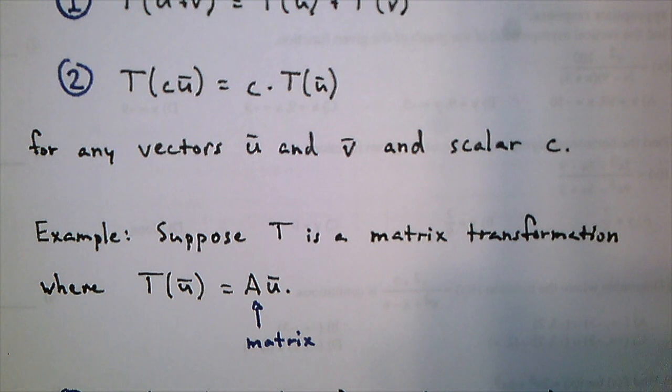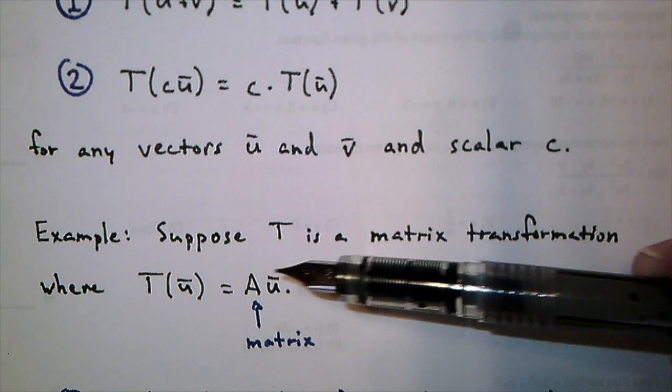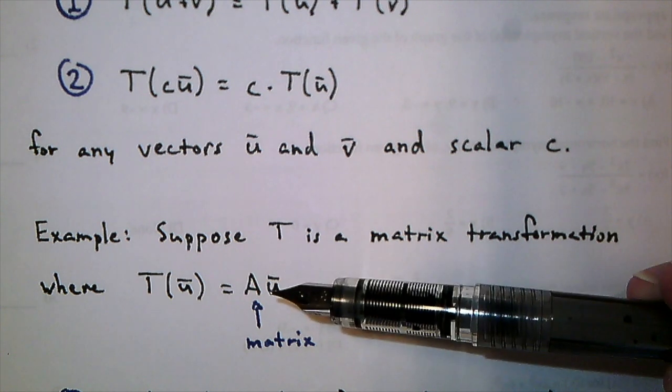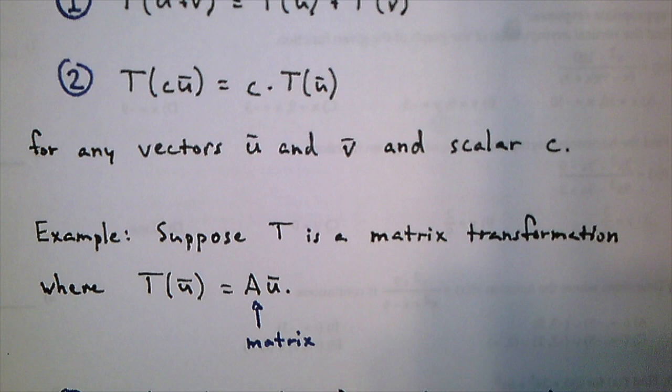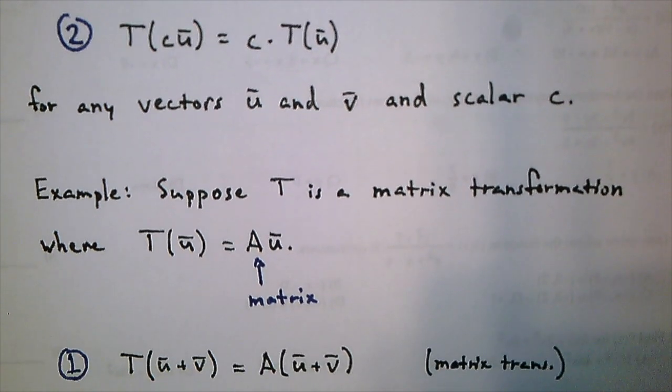Now let's move on to our example of the most important kind of linear transformation. Suppose that our transformation T is a matrix transformation that's given by the matrix A, so that T of u is equal to A times u, where A is our matrix. Let's check the two properties for a linear transformation.